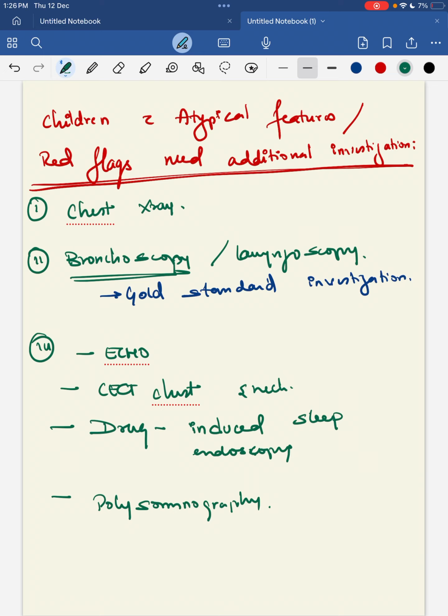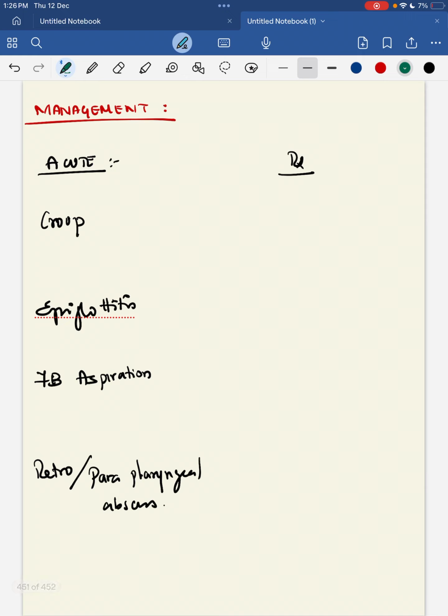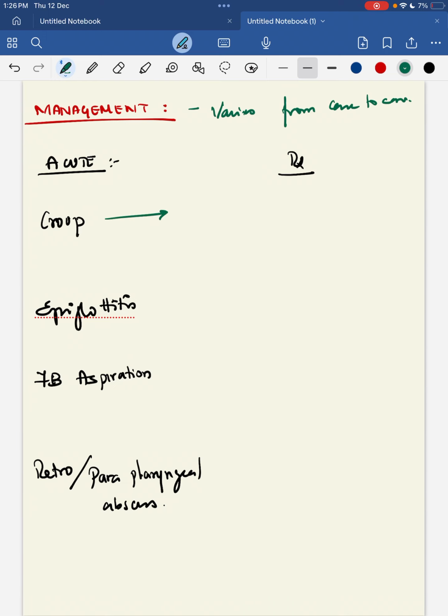Next, for foreign body aspiration, it is bronchoscopic retrieval. So bronchoscopic retrieval will be your treatment for a child with foreign body aspiration. For retropharyngeal or parapharyngeal abscess, you will give the child antibiotics with or without surgical drainage depending upon the condition of the child.